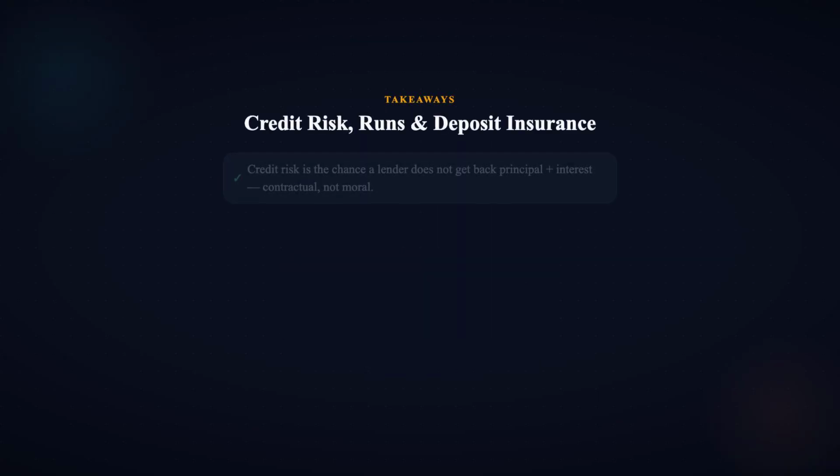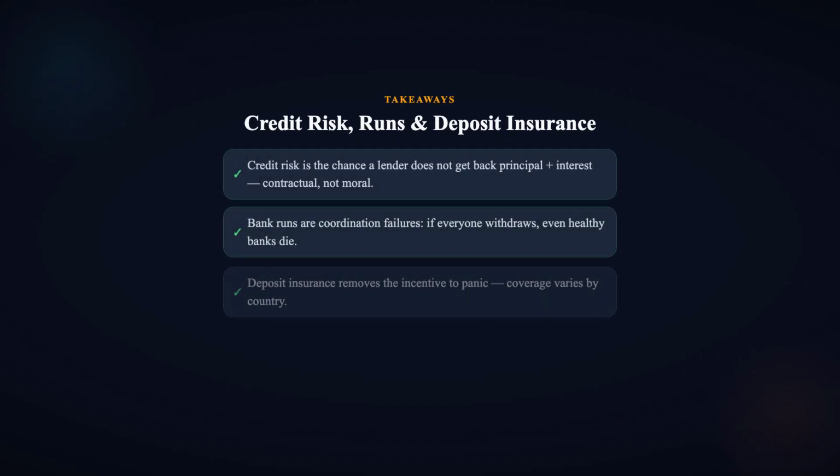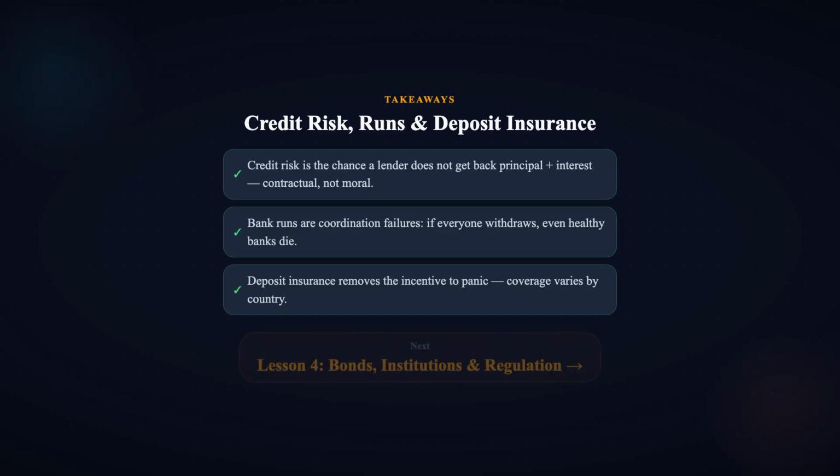Three takeaways to carry forward. One: credit risk is the lender's risk. It requires a contractual obligation. Bonds have credit risk. Stocks do not, because stocks make no promise of return. The distinction matters. Two: bank runs happen when depositors lose confidence faster than the bank can raise cash. Deposit insurance, like the FDIC in the United States, prevents runs by guaranteeing deposits up to a limit. $250,000 per depositor per bank.